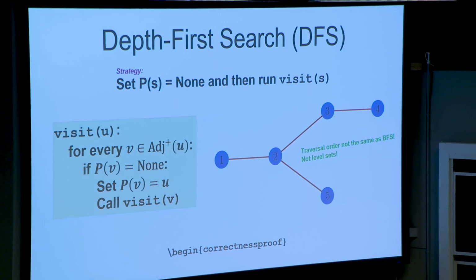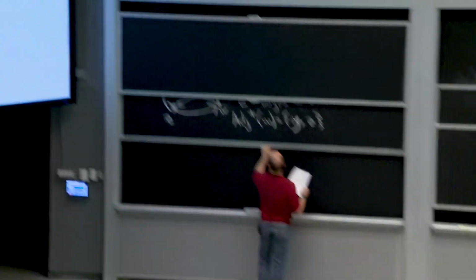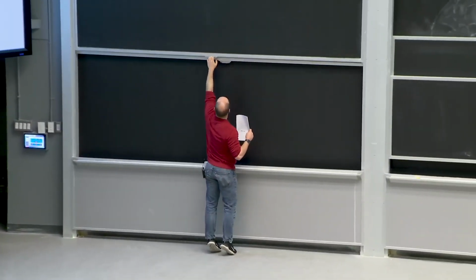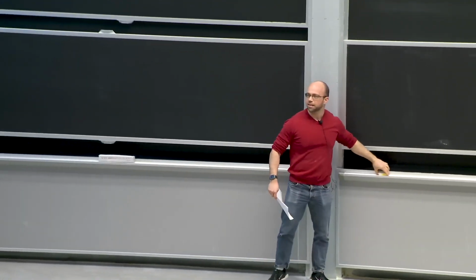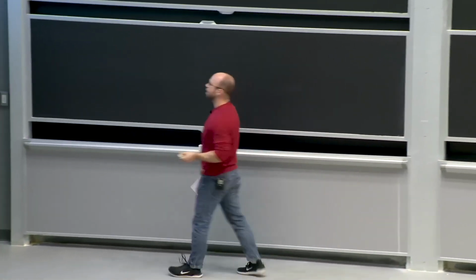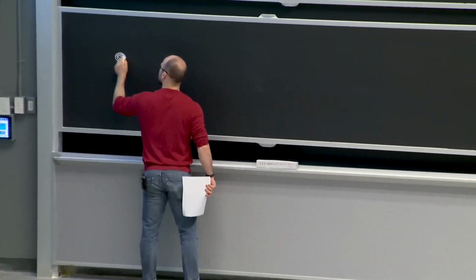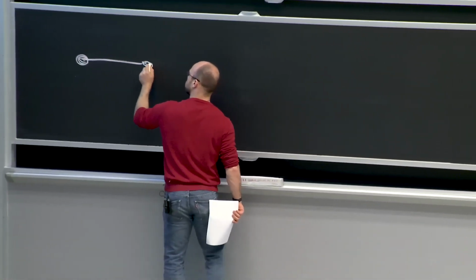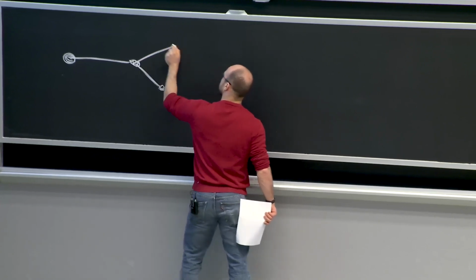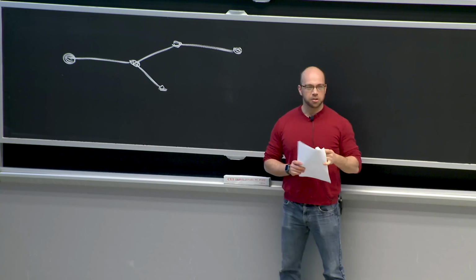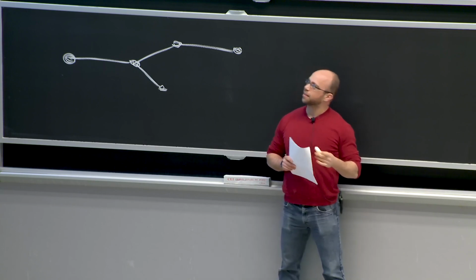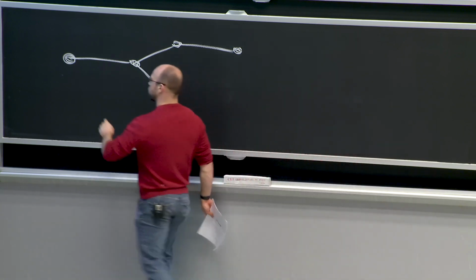So let's do the example on the screen. I purposefully designed this example to look a little bit different from breadth first search, at least if you choose to do the ordering that I did. So here's our graph. 1, 2, 5, 3, 4. Let's think about the traversal order that depth first search is going to do. So here's our source.